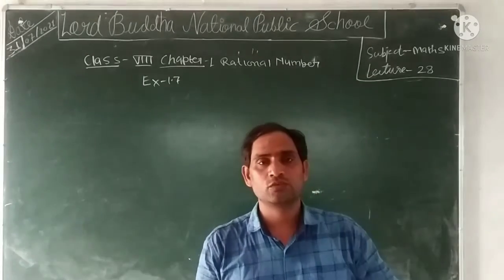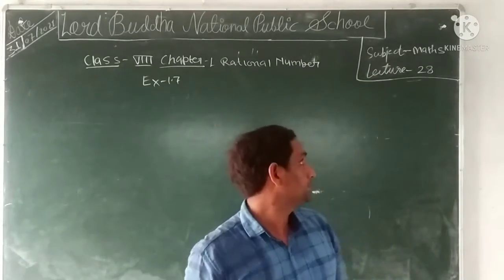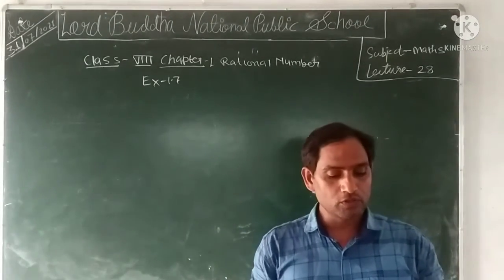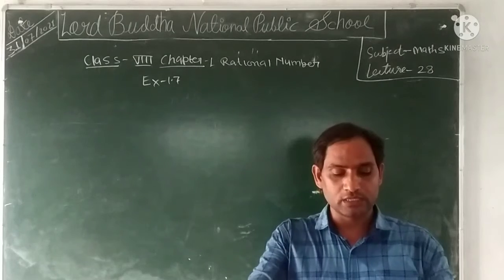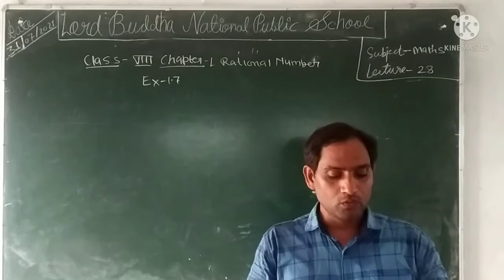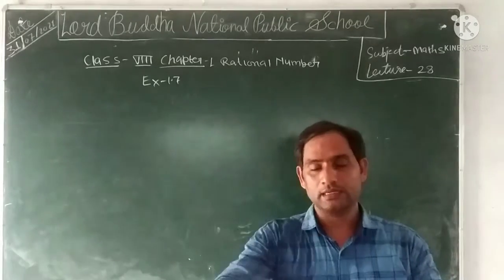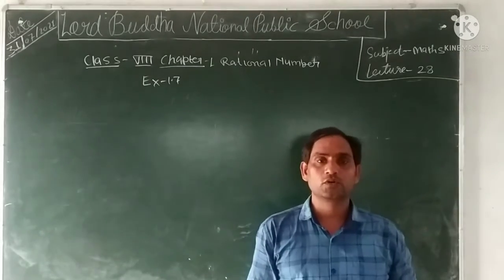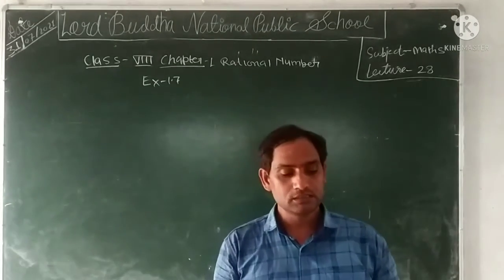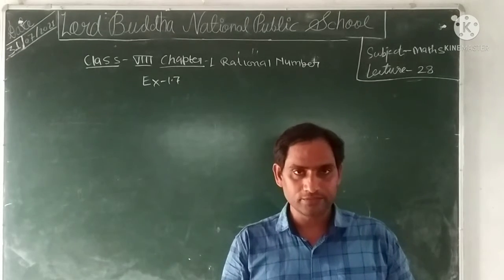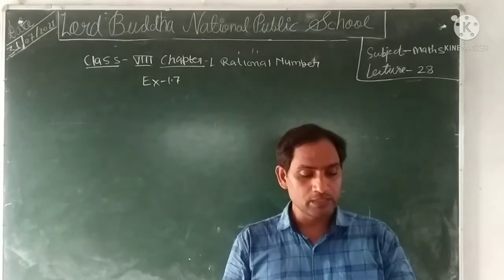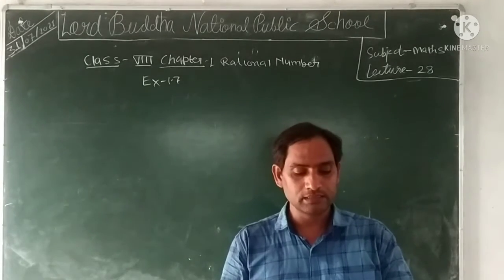Today we will solve the next questions of this exercise. Okay? Now, we see that question number 14 is: the product of two fractions is 9 whole 3 upon 5. If one of the fractions is 9 whole 3 upon 7, find the other. Here the product of these two fractions is 9 whole 3 upon 5, and one of them is 9 whole 3 upon 7. We have to find the other number.